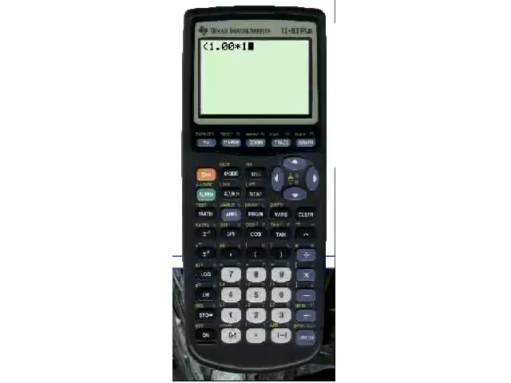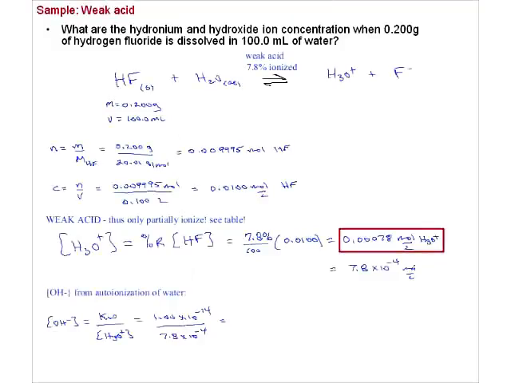1.00 times 10 to the power negative 14 bracket divided by bracket 7.8 times 10 to the power negative 4 bracket. Enter. So it's going to be 1.282 times 10 to the minus 11. And again, make sure you can do that on your calculator. This is too easy to lose marks for not knowing how to use your calculator.